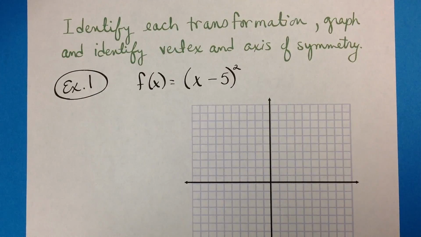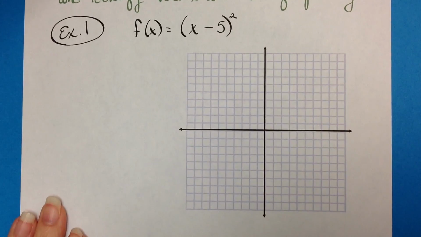Okay, so now getting into the examples. First of all, you're asked to identify each of the transformations, and we're going to use those transformations to do the graph and identify what the vertex is and identify the axis of symmetry. Okay, so if you look back, I'm going to be pulling two pieces of paper back up here.